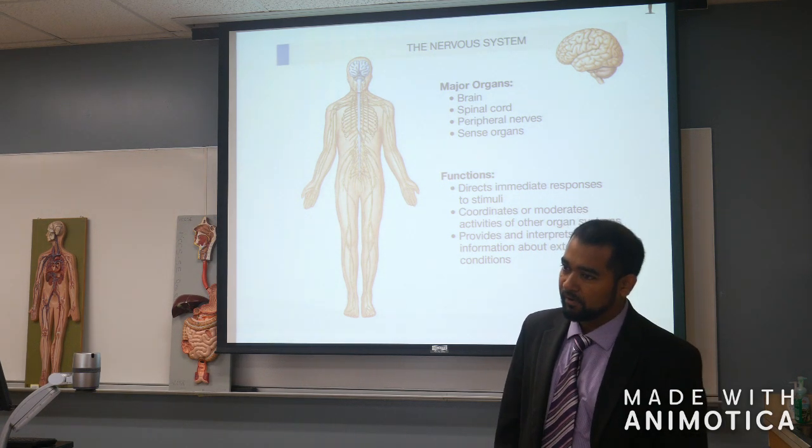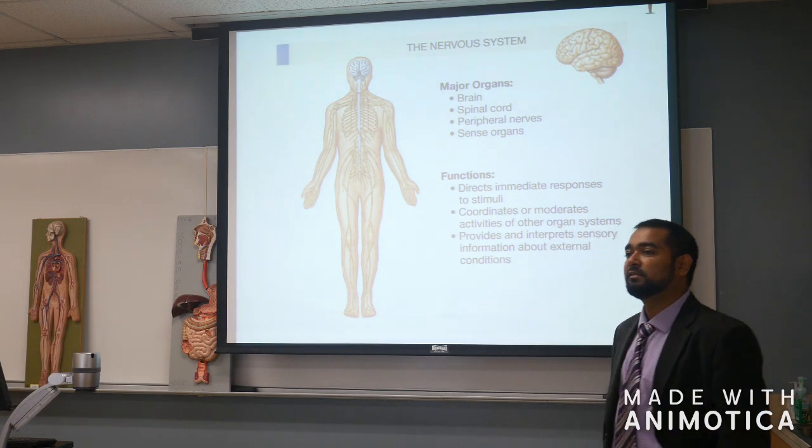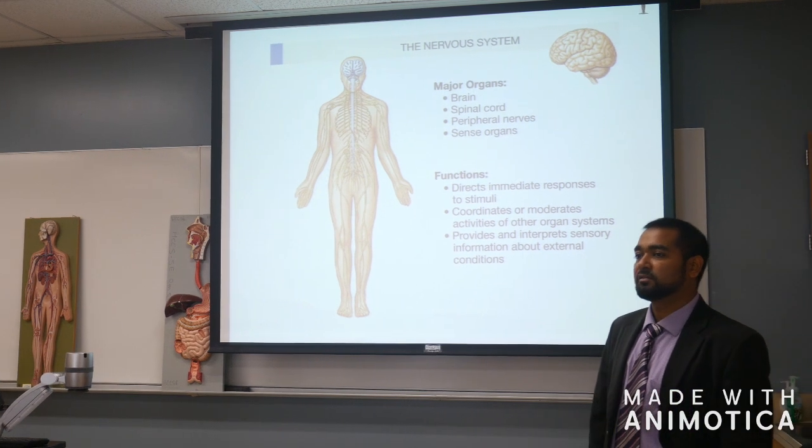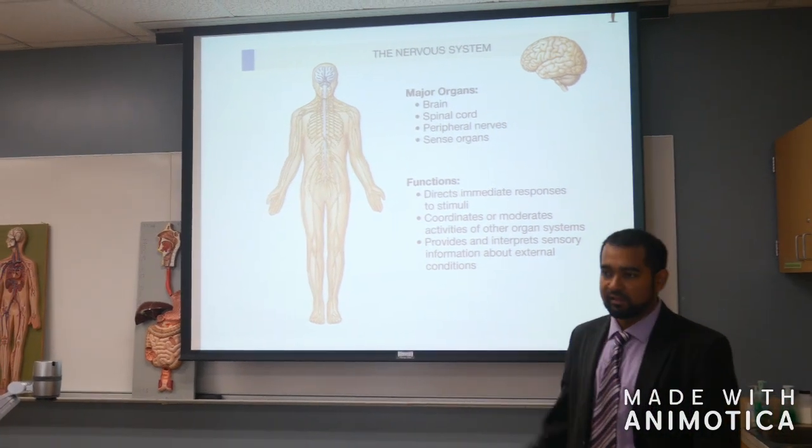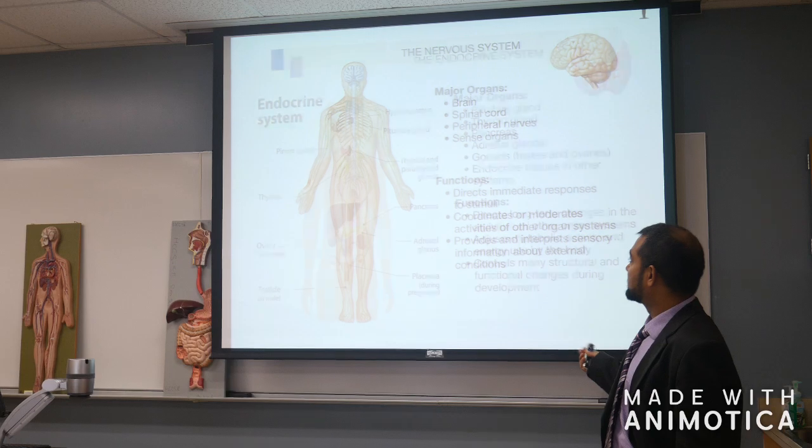The nervous system, right? So the nervous system is the one controlling the environment and the situation as a whole, everything in the body controlled by the nervous system.